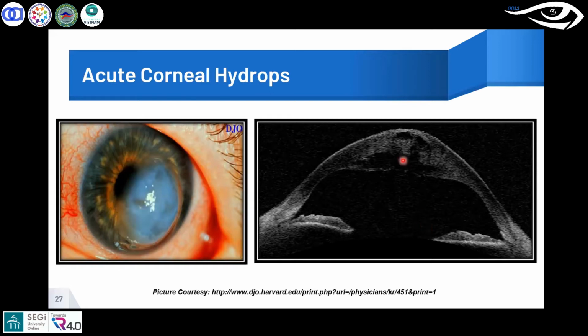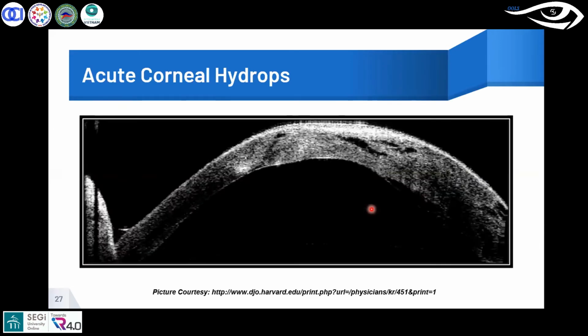Since there is not proper visualization by using a slit lamp technique, AS-OCT would provide a very useful way for analyzing all of this in the images. So this is how it would look in case of an acute corneal hydrops. The cornea will be completely disrupted. So here you can see a hyper reflectivity. So this is a location where the acute corneal hydrops and the scarred cornea is actually located.